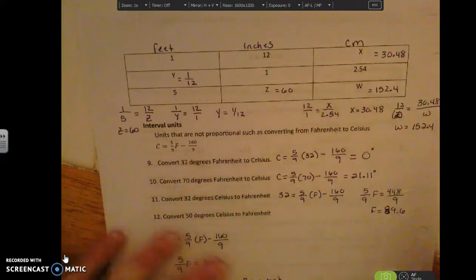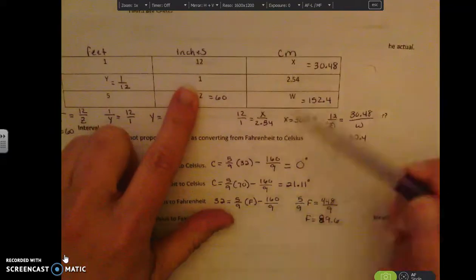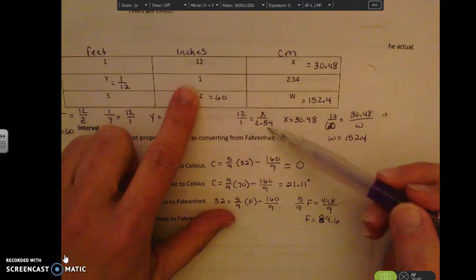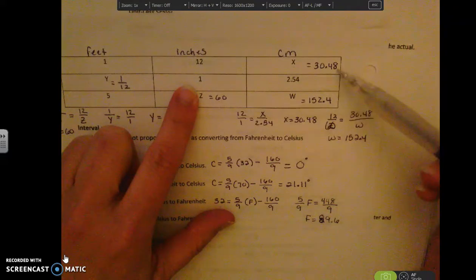Now we're going to do centimeters. So I'm going to find X first. So I do 12 over 1 equals X over 2.54. So when I cross multiply, I end up with X equals 30.48.